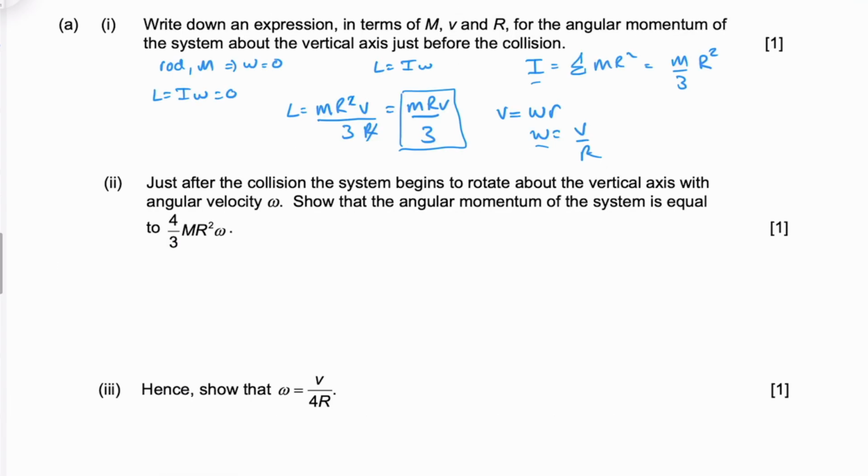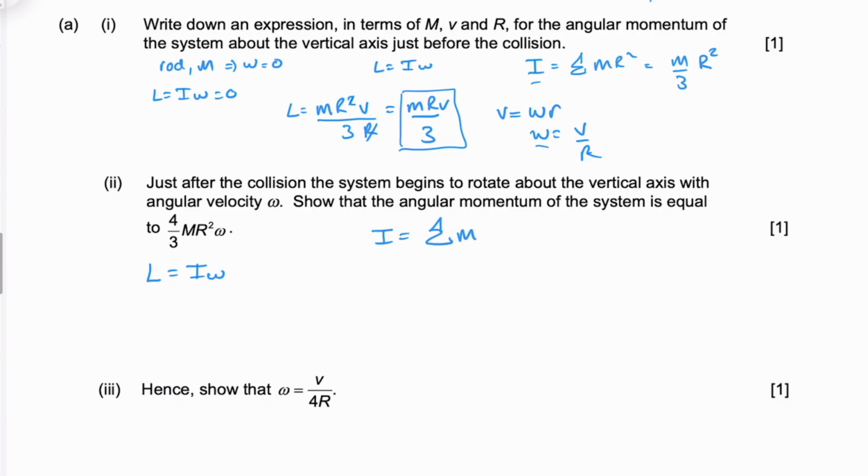Just after the collision, the system begins to rotate about the vertical axis with angular velocity omega. Show that the angular momentum of the system is equal to 4/3 mr² omega. We have to do a very similar thing as before, but this time we want to find out the angular momentum of the whole system, and L is going to equal I omega. But we have to find out the moment of inertia of the whole system now.